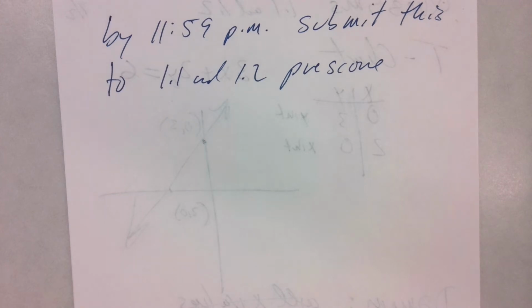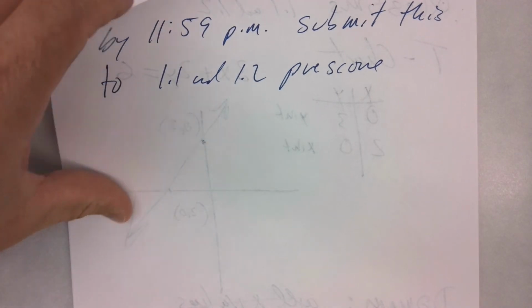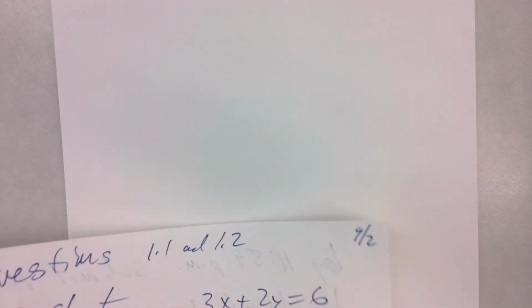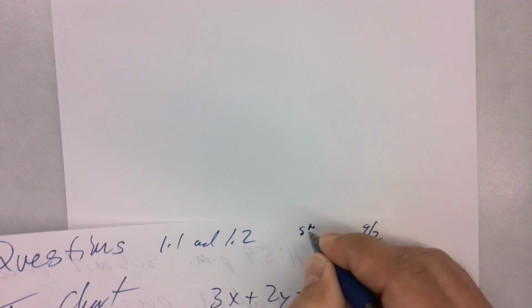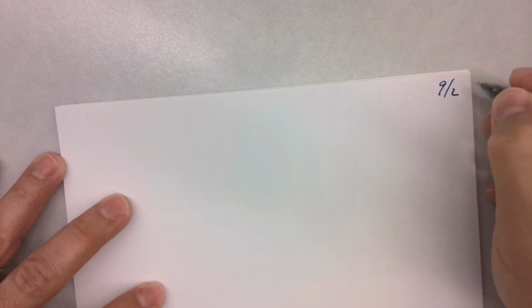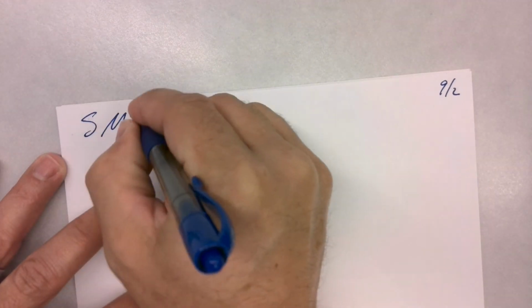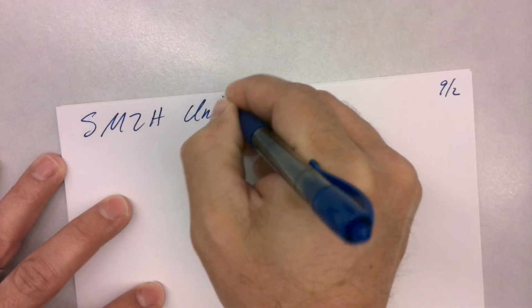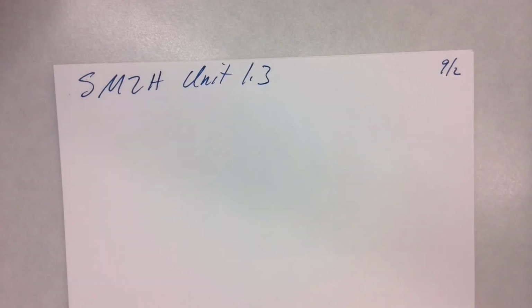Alrighty, so from there, we are going to start section 1.3 today. This is fifth period. It is 9-2 today, and this is going to be SM2H unit 1.3.